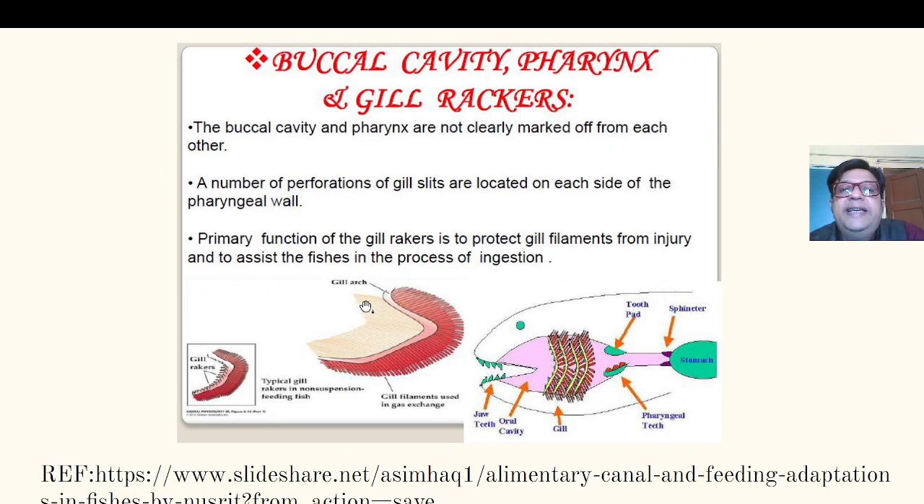Next one, the buccal cavity, pharynx and gill rakers. So you see these little gill arches present. On the gill arch, the gill filaments are present. These small red gill filaments are present. On the other side, you have the gill rakers present.